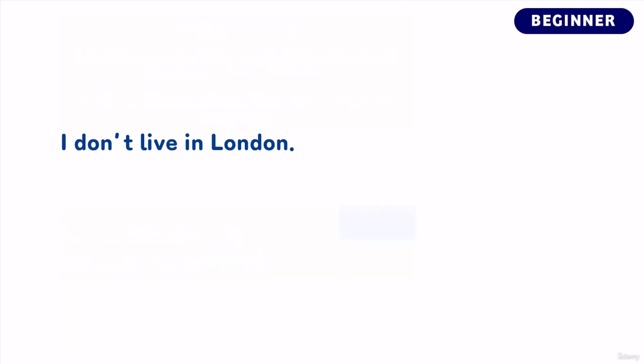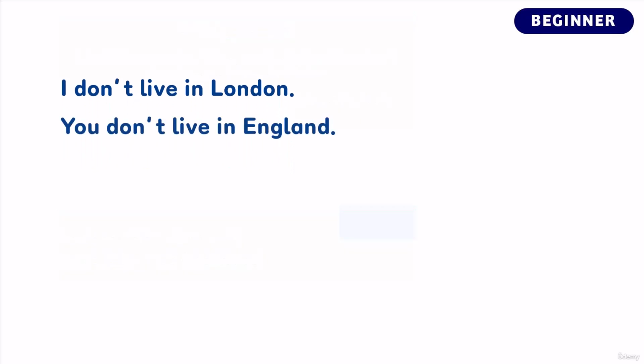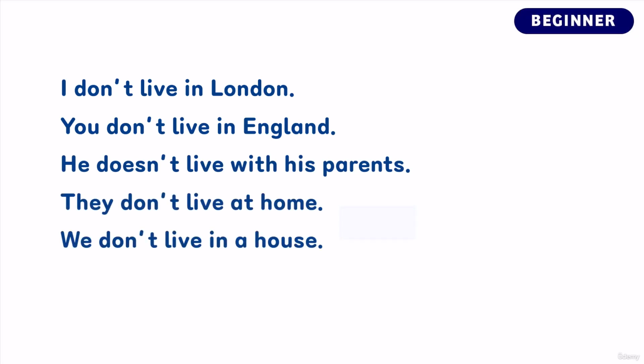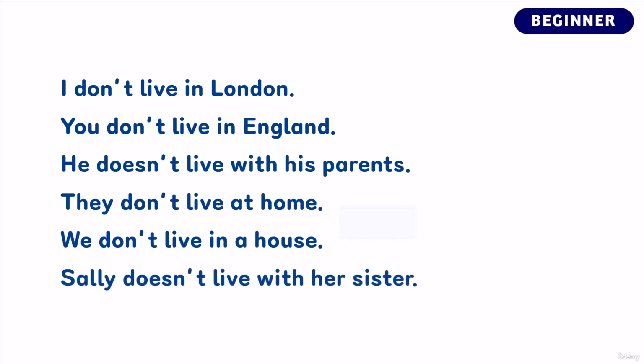Let's take a look at some example sentences. You don't live in England. He doesn't live with his parents. They don't live at home. We don't live in a house. Sally doesn't live with her sister.